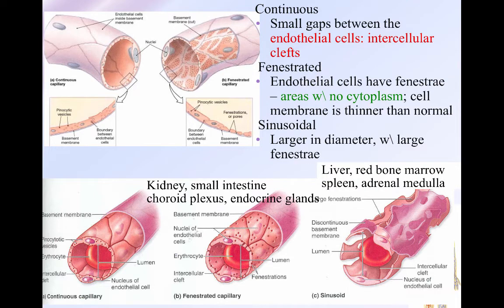And so there are places where we actually need to move whole cells across the capillary. And so places where we find sinusoidal capillaries would include your liver, red bone marrow, spleen, adrenal medulla.